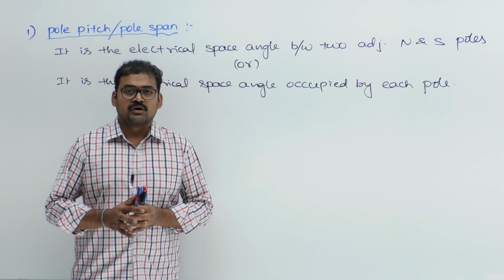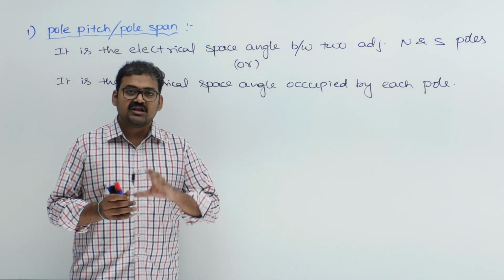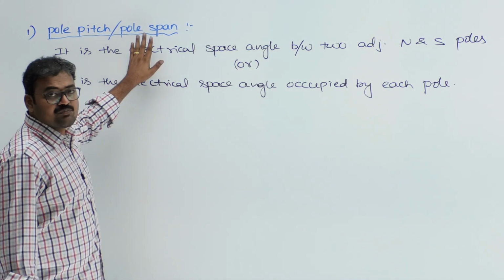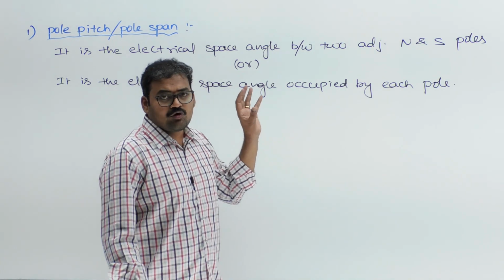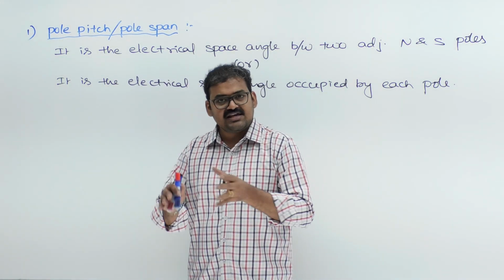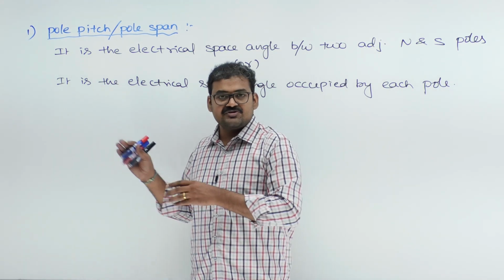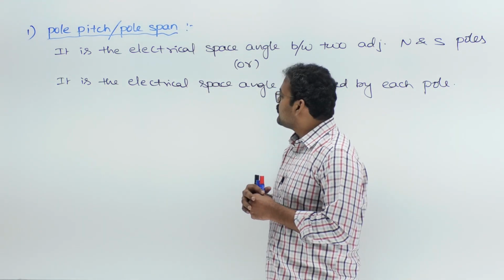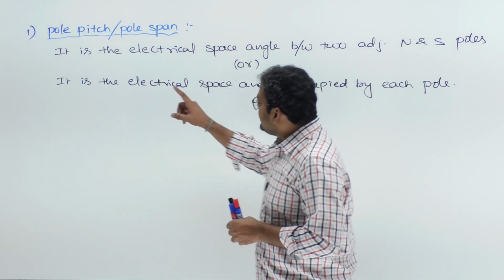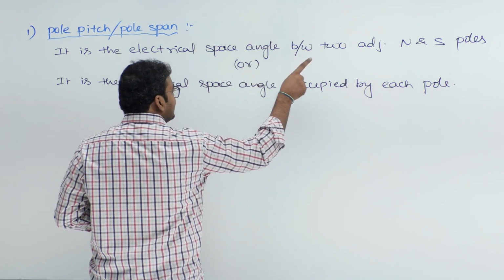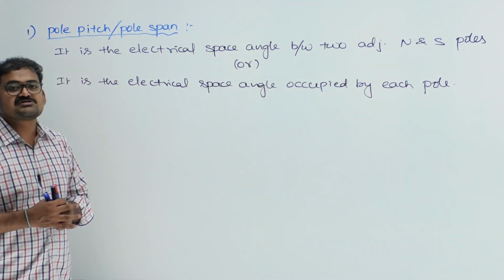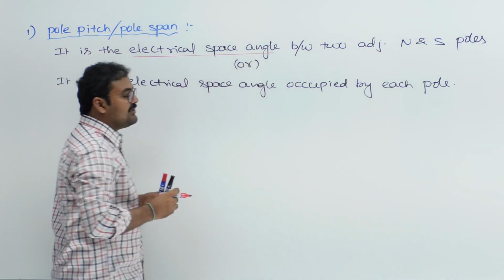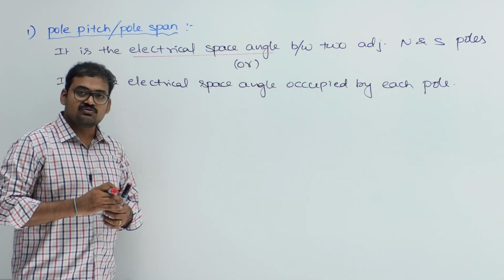Now the first important terminology that we are going to study is pole pitch, also called pole span. We studied pole pitch in the DC machines course also, and the same definition is valid for synchronous machines as well. So what is meant by pole pitch? There are two definitions, and I wrote both of them. Read the first one: it is the electrical space angle between two adjacent north and south poles.